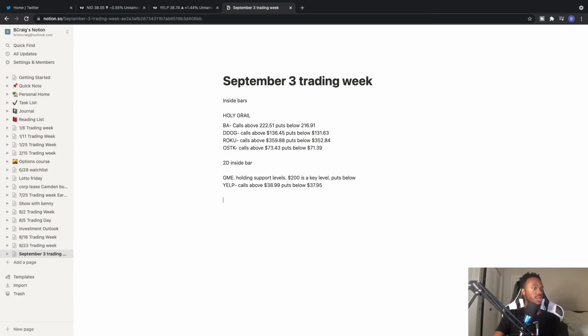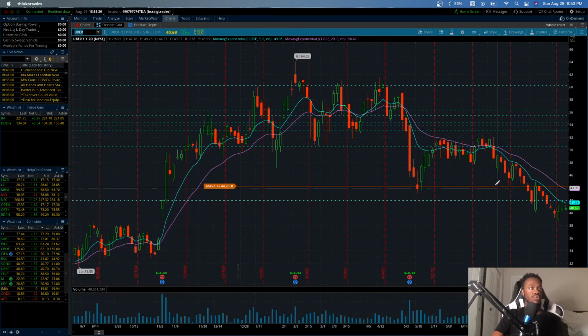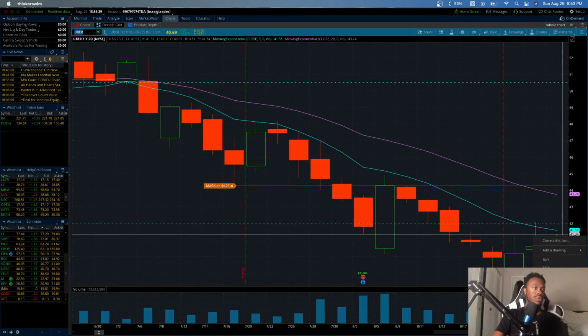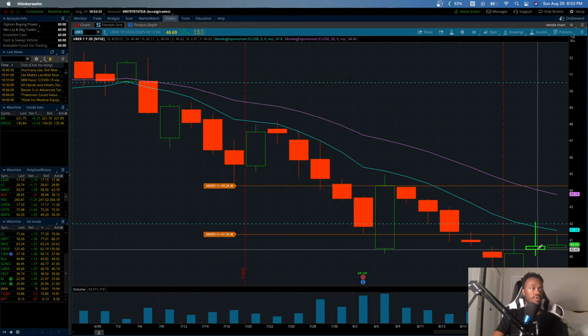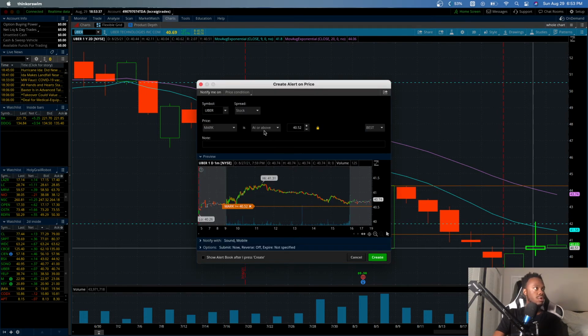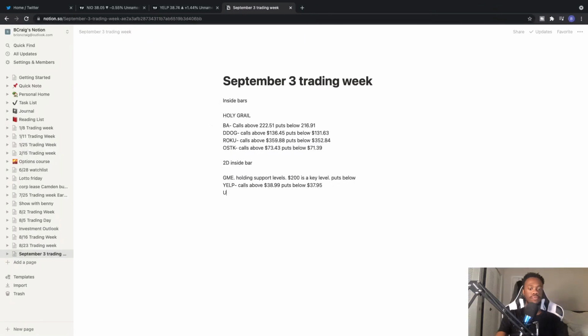So now we have some 2D ideas. Yelp, I believe Yelp was on there, and then Uber. So we'll check Uber out now too. Ooh, Uber's doing a downtrend. This is on a yearly chart, I believe. Yeah. So create alert at or above there, and then boom. Create alert at or below.